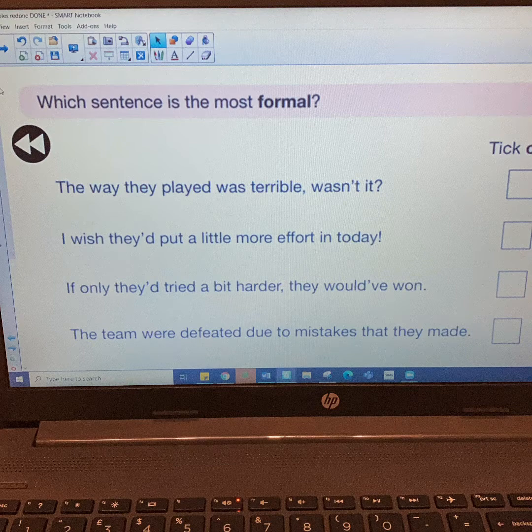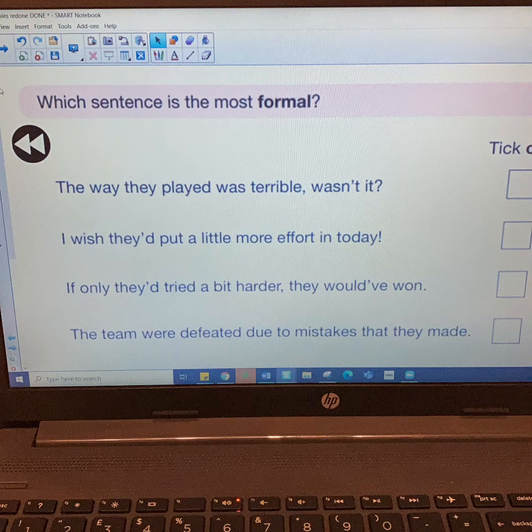So the last one then, let's check it. The team were defeated due to mistakes that they made. Yep, that one is definitely the most formal. There's no contractions. It's not conversational in style. It's got words such as defeated and due, which makes us think that this is more of a formal sentence.